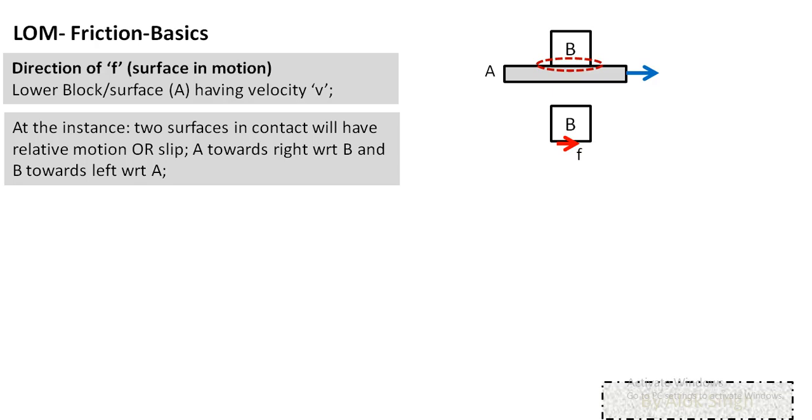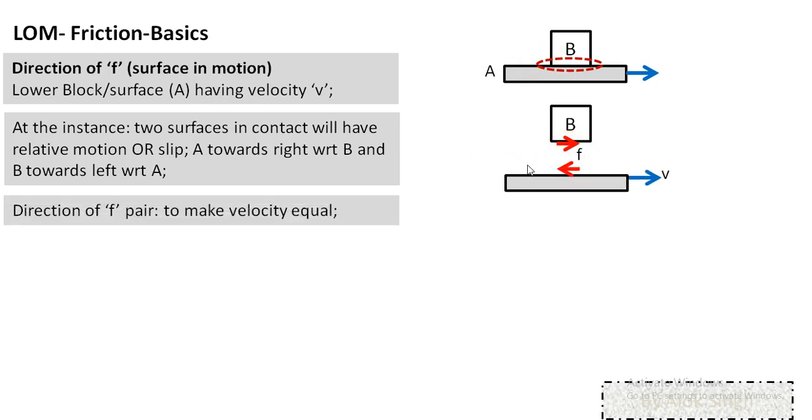Motion of A is towards right with respect to B. So if you observe from B, A will appear to be moving towards right, and in a similar way the motion of B, if you observe from A, will be towards left. So what is the direction of friction force? Direction of friction force is opposite to the relative velocity. Since B appears to be moving backwards, the friction force will act in the forward direction.